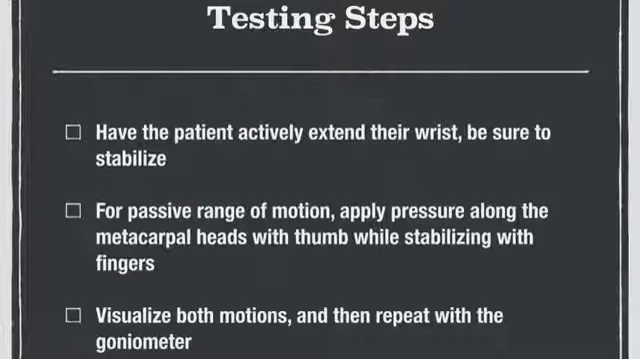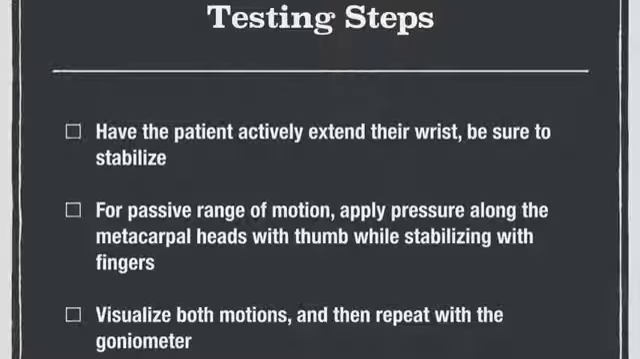To see the patient's active range of motion, have the patient actively extend their wrist while you're stabilizing their forearm. For passive range of motion, apply pressure along the metacarpal heads with a thumb. Visualize both motions, and then you're going to repeat this with the goniometer to get our measurements.